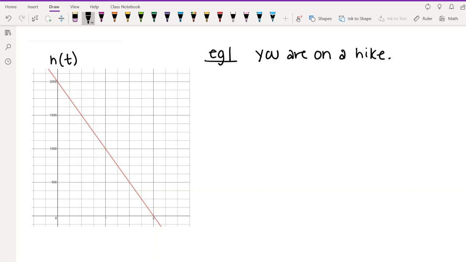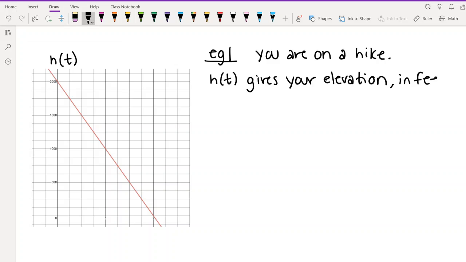So the function h of t gives your elevation. Elevation basically means your height, how many feet off the ground you are, after t hours. And so basically what I want to do on this one is make sense of this story. What is happening? How would we describe this hike?